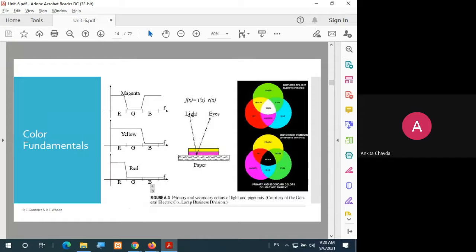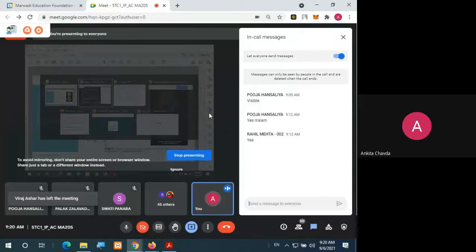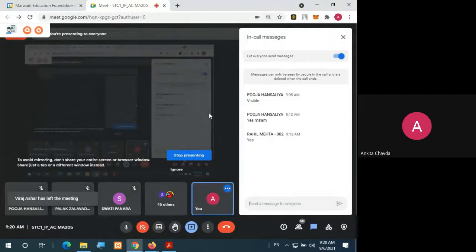So if the light is there, some of the colors would be absorbed, some of the colors will be reflected. Whatever is the reflected one, only that the eye can see. Okay. So till this everything is clear, say yes or no.